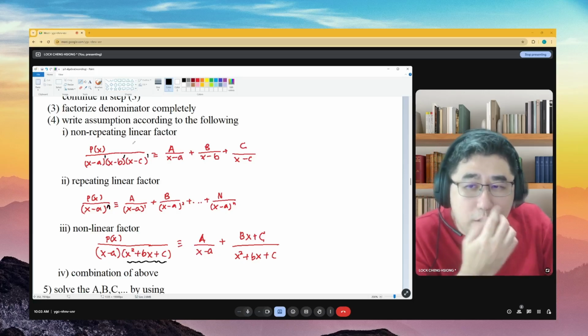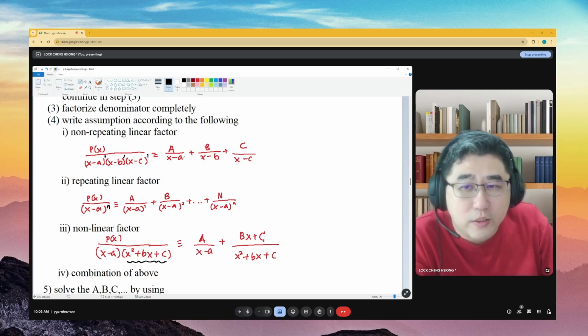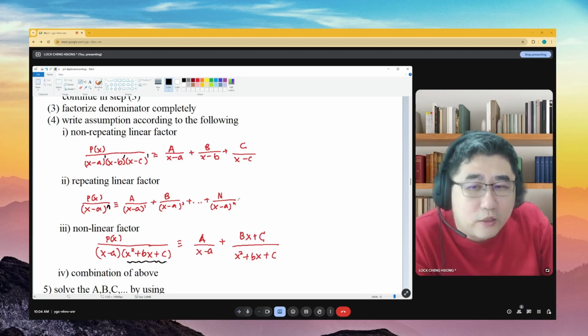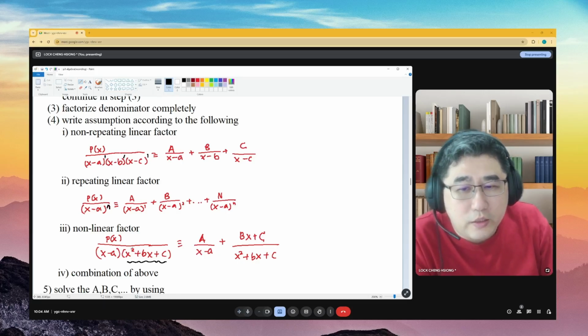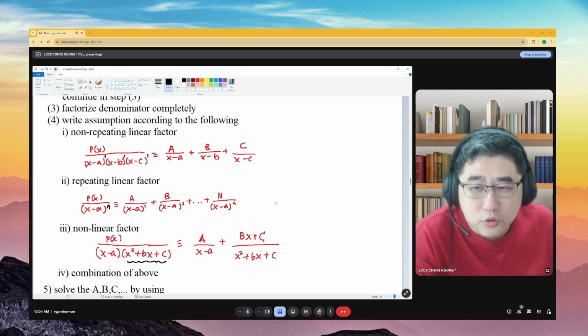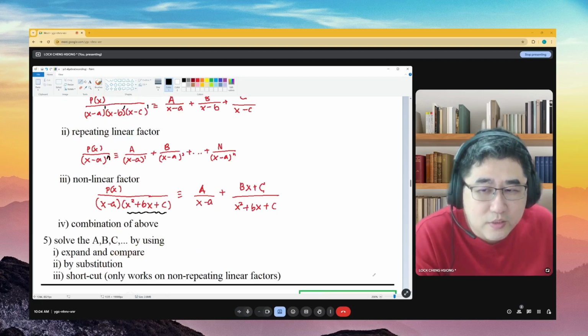For the first one, the non-repeating linear factor, you write it as a over x minus a, b over x minus b, c over x minus c. For the repeating linear factor, you have a over x minus a power 1, b over x minus a power 2, all the way up to your last power. Then if it's a non-linear factor, let's say you have a quadratic at the bottom, then you write your assumption as a linear expression on top. After that, this A, B, C have values, right? So you need to solve for A, B, C by using expand and compare, by substitution, or by shortcut.